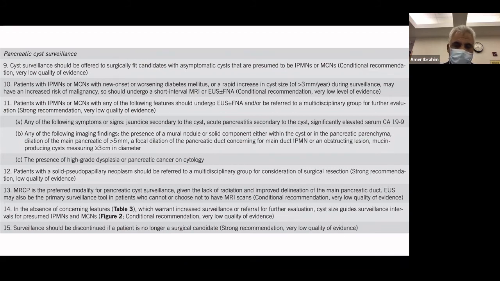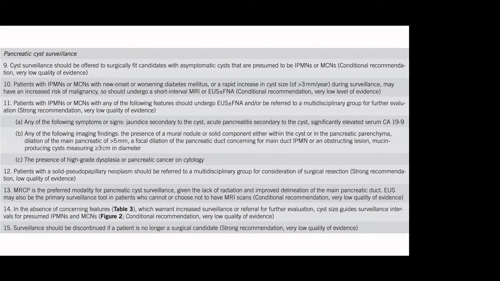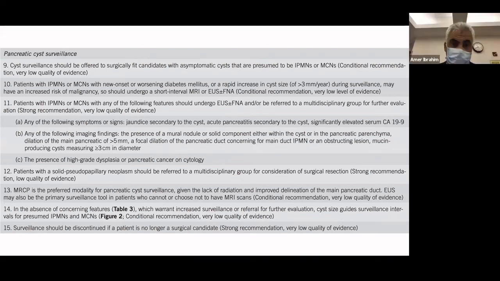And the criteria to go for resection: if the lesion starts to increase in size significantly, for example, 4 or 5 millimeters per year, or if there is an enhancing nodule which wasn't there before and now you can see it on MRI, then you will go for resection. Or if the main pancreatic duct was normal 6 months ago and now starts to become dilated, or the patient starts to have pancreatitis, then yes, you would go for resection, even without EUS.